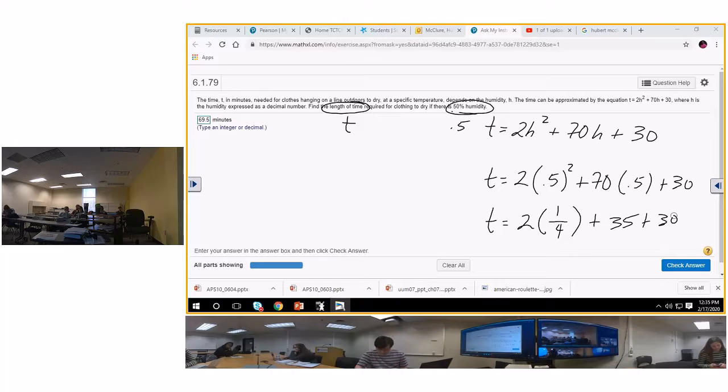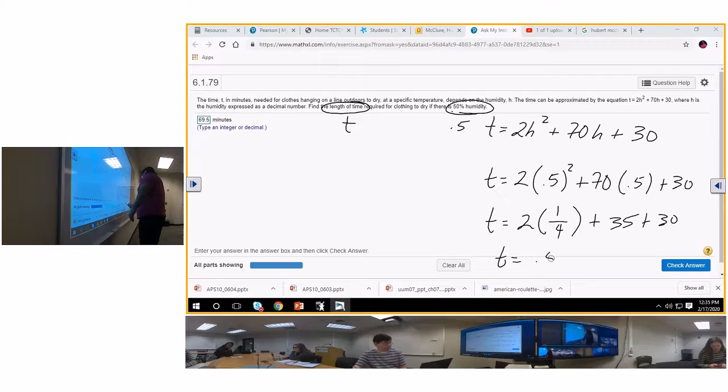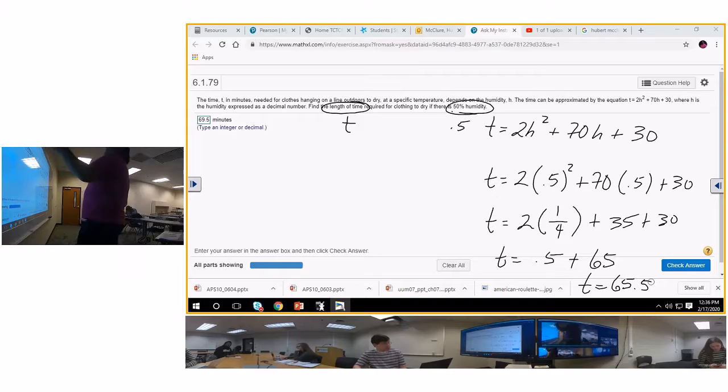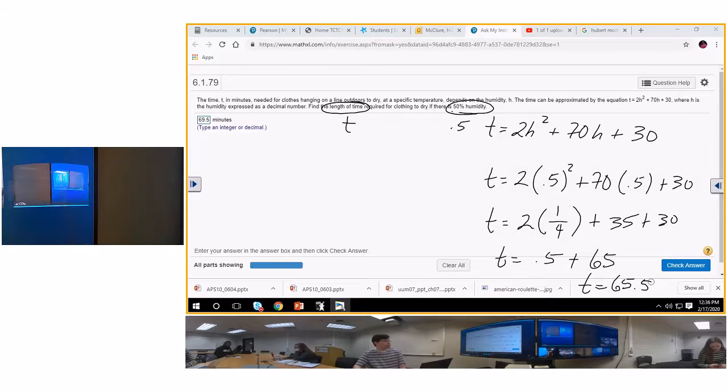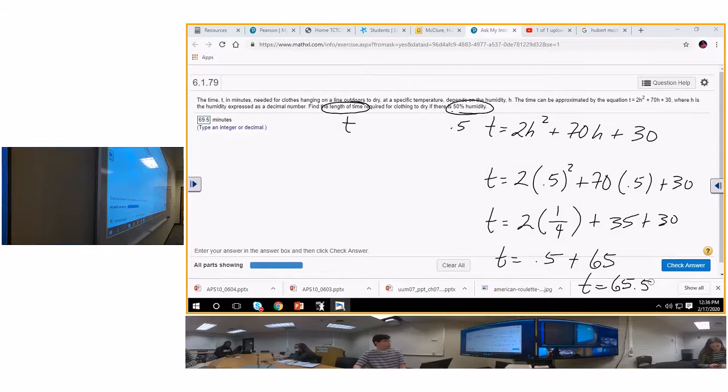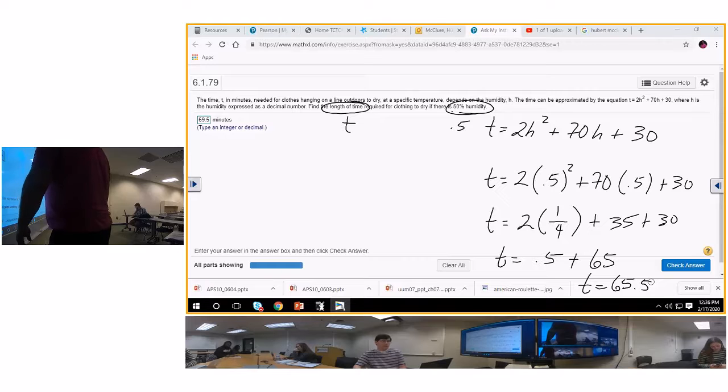And then half of, or a fourth of 2 is 1 what? 2 over 4, which is 1/2. So T is equal to 0.5 plus 65. And that's 65.5 minutes or whatever. 65.5 minutes. Is it in minutes? Let me read it. Yeah, minutes. So it should be 65.5. So that's what? An hour and 6 minutes? An hour and 6 minutes.